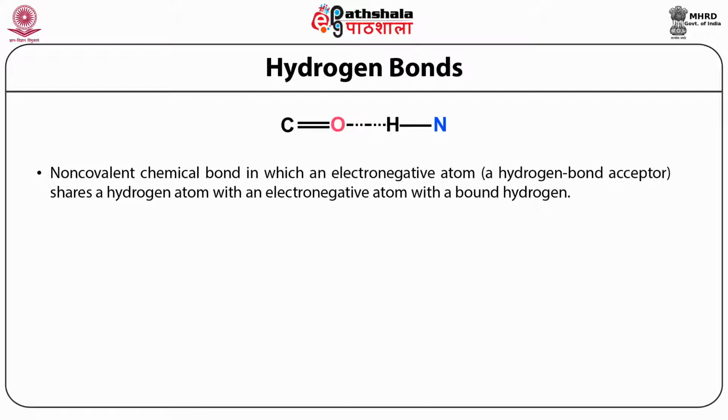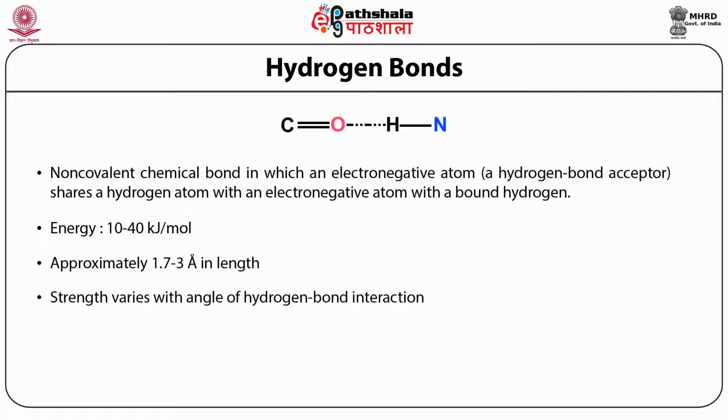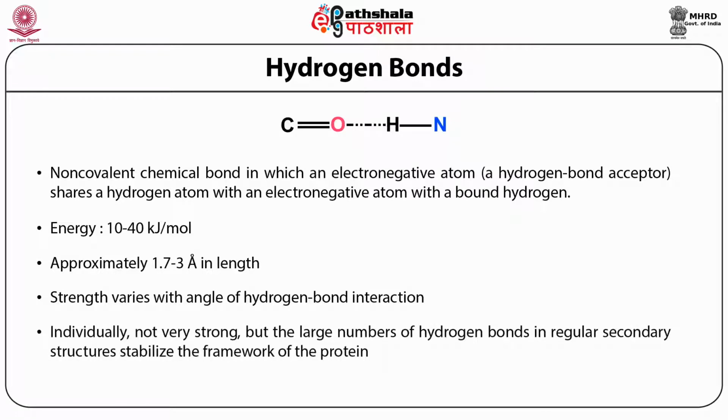bound hydrogen. The energy is 10 to 40 kilojoule per mole, and its distance is around 1.7 to 3 angstrom in length. The strength of a hydrogen bond varies with the angle of the hydrogen-bonded interaction as well as the length, of course. Individually not very strong, but the large number of hydrogen bonds in regular secondary structure stabilize the framework of the protein.